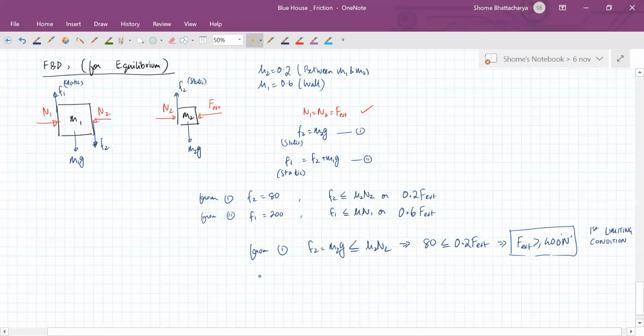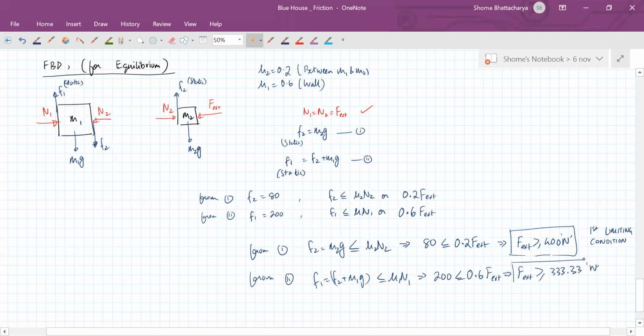Okay. And from equation 2, we are getting F1 equal to F2 plus M1G. Now this should be less than equal to mu1 N1. So we are getting that 200 newtons should be less than equal to 0.6 F external. So this is giving us that F external should be greater than equal to 200 by 0.6, which you will see is 333.33 newtons. So this is now like a second limiting condition.